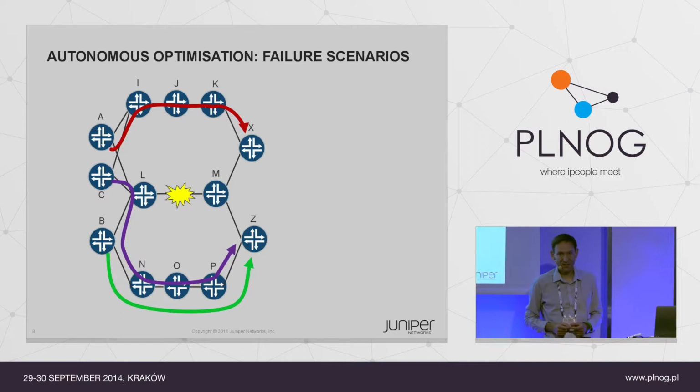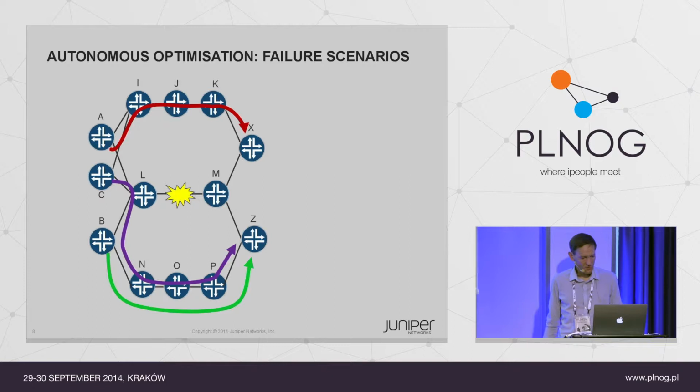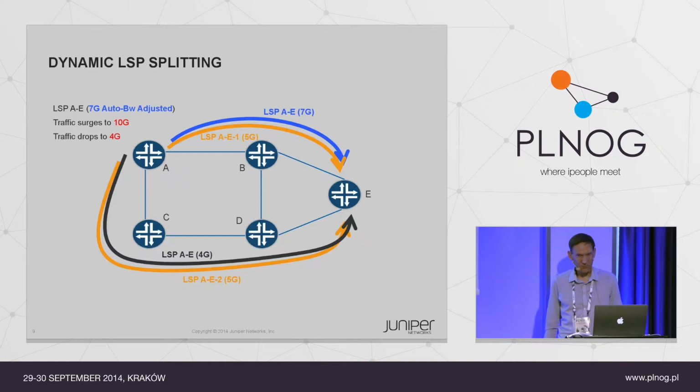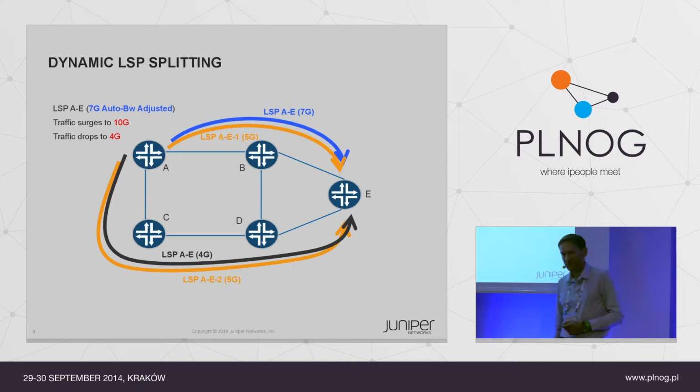in the real network. Another aspect related to traffic management is dynamically splitting LSPs, which a central controller lends itself to well. So imagine at this point in time, we're thinking about the amount of traffic going from router A to router E across the network. And at this point in time, that traffic has a volume of 7 gigs. And it's following the path ABE, that's the LSP that's been computed by the central controller for this traffic.